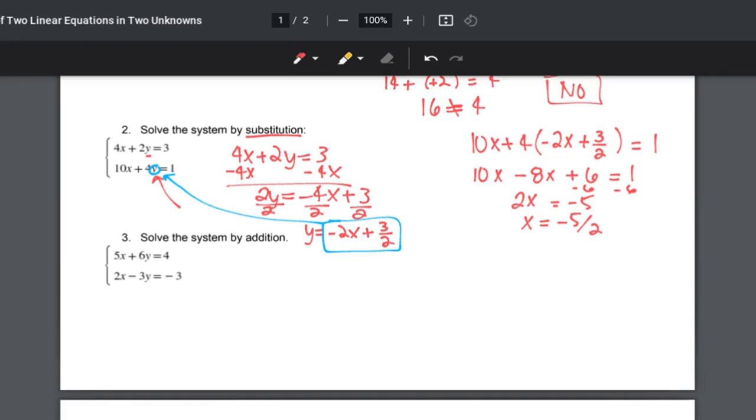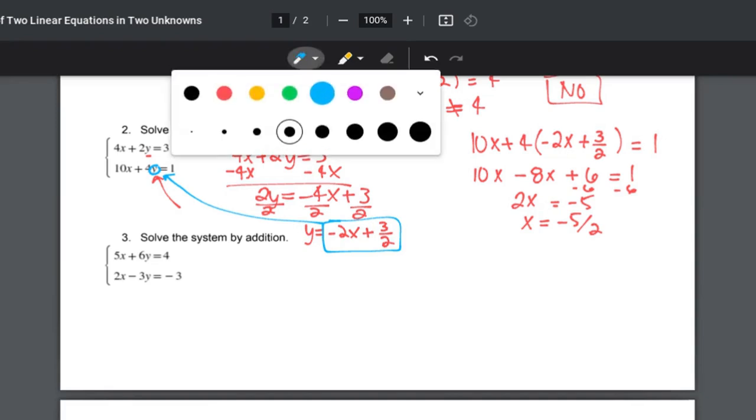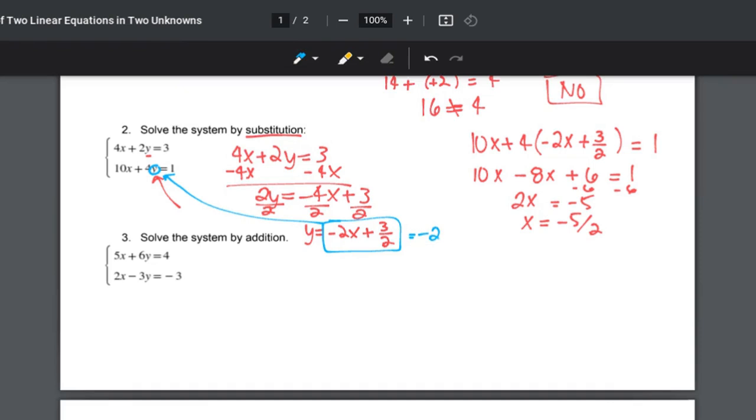So at this point, you need to plug in negative 5 halves for x, and I would go back to this y equals part. So negative 2 times negative 5 over 2 plus 3 halves. That's going to give us 10 over 2, which is 5, plus 3 halves. So that would be 10 halves plus 3 halves, and that's 13 halves. And that's equal to y. So final answer should be written as an ordered pair. And so your final answer would be negative 5 over 2, comma, 13 over 2.